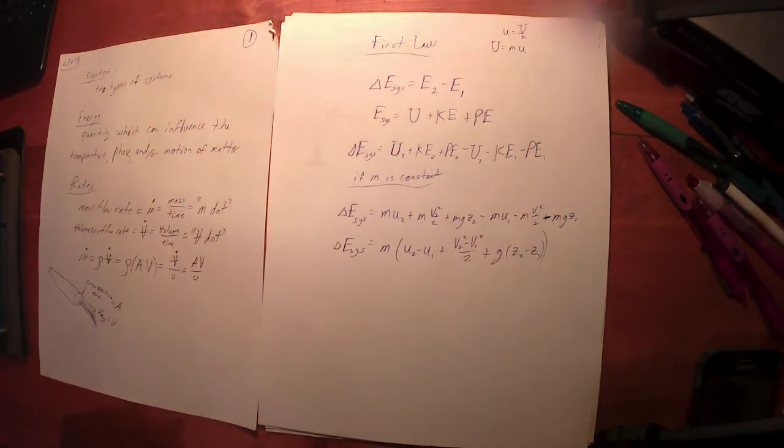So these are all the types of energy that can change for my system, and if the mass is constant, it simplifies to this.